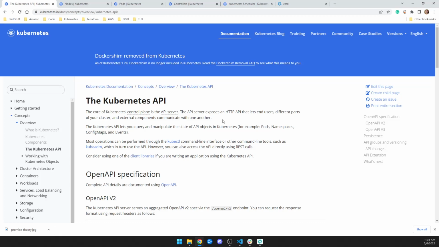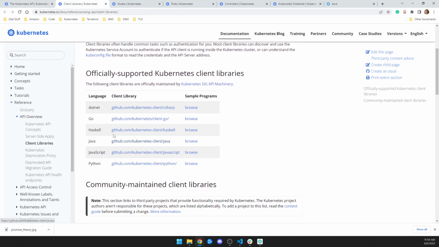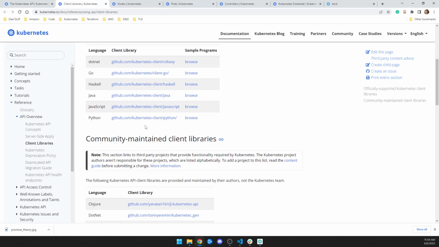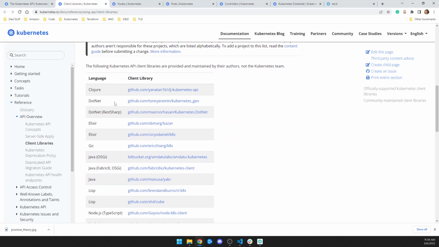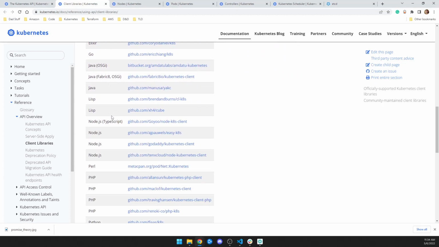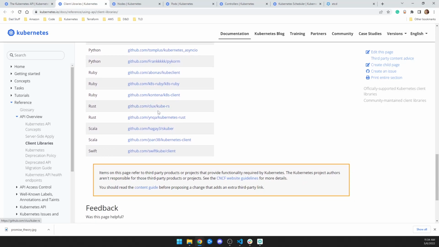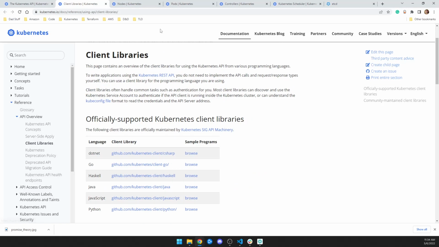So you can look at the different client libraries. If you're writing an application and you want to use the Kubernetes API, there are some different client libraries. So here's Python, there's one in Go, whatever you want to use, .NET. And these are the officially supported. And then there are some community maintained libraries as well if you want to do Node or PHP for some god awful reason. So that is the basics of the API.